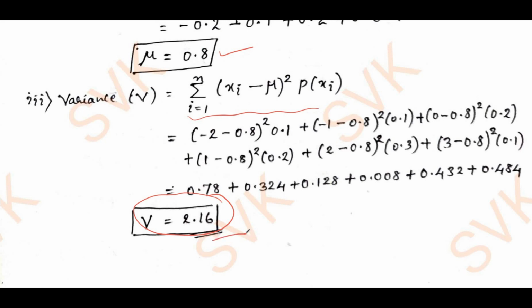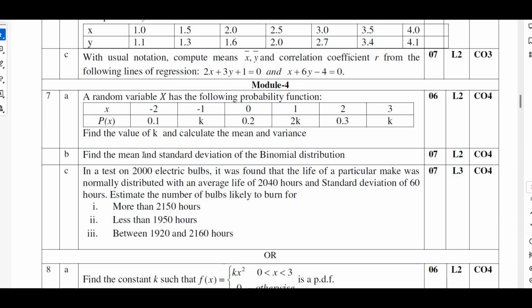So this is how we need to calculate the mean and variance for the given PDF. Also we can find the value of k by using the definition of probability density function. So moving on to the next problem, I will be solving the mean and standard deviation of the binomial distribution separately. You can wait for upcoming videos.